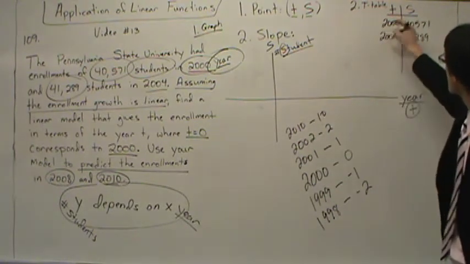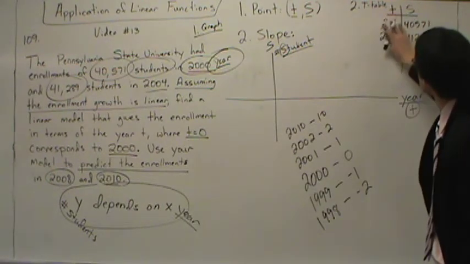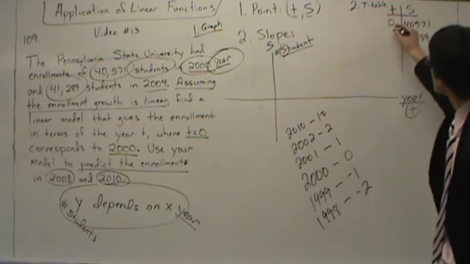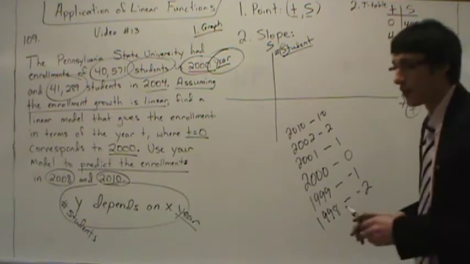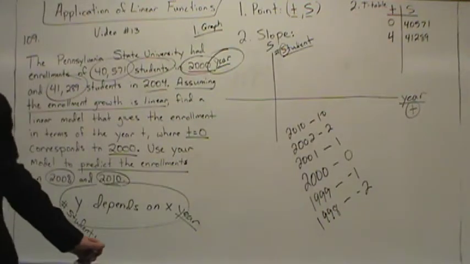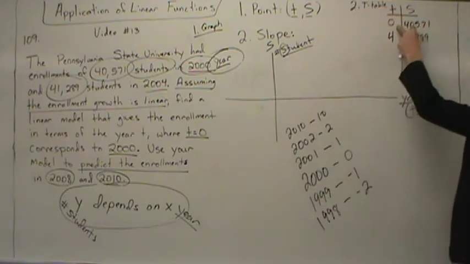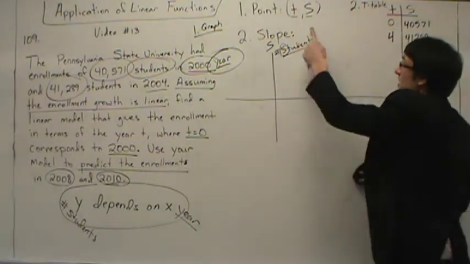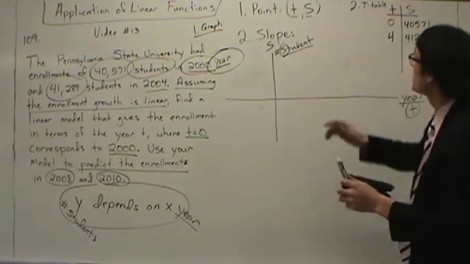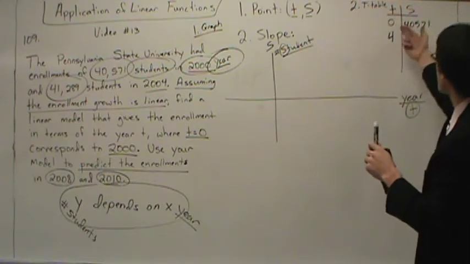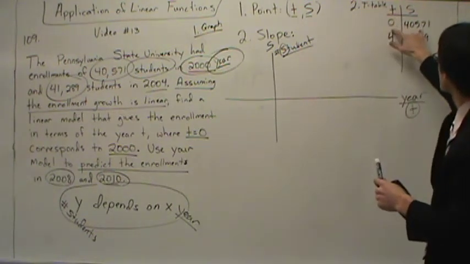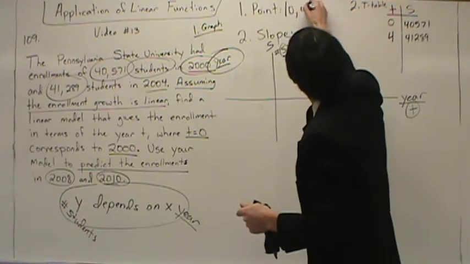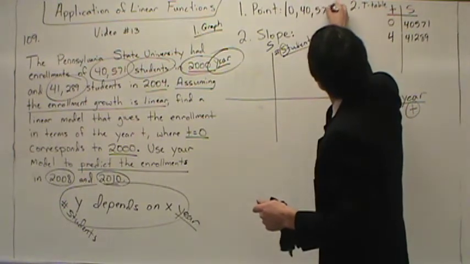So we're going to map this. 2000 is actually going to be represented by just 0. 2004 will be represented by 4. So now, hopefully you can see that the problem gives us 2 points, and with these 2 points, we can calculate a slope. Two things we need to graph a model: we need a point and we need a slope. Do we have a point? Yes. Pick the point with the smaller values. We're going to pick the point 0, 40,571.